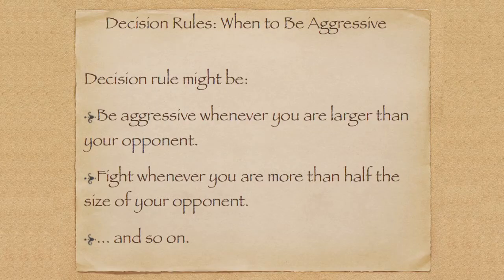And the third possibility is that both individuals could determine they're not willing to get into a fight, and then there's no interaction.